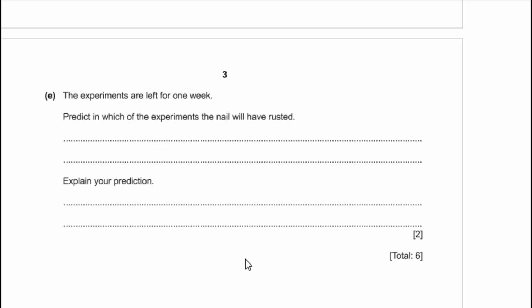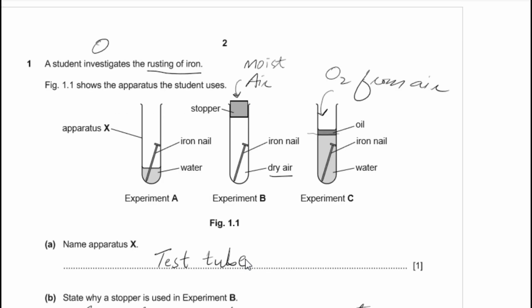The experiments are left for 1 week, predicting in which of the experiments the nail will have rusted. For rusting of iron, oxygen and water are required. If you remove any of them, there won't be any rusting. In case of experiment A, the nail is having water as well as oxygen. As both of them are available, definitely it would rust.